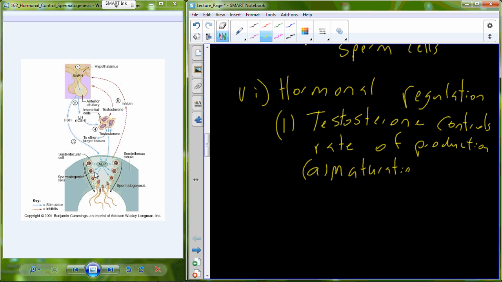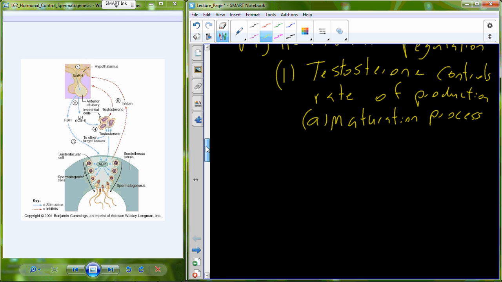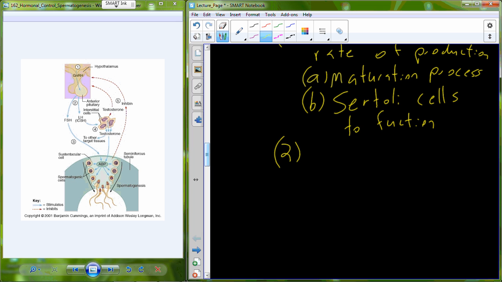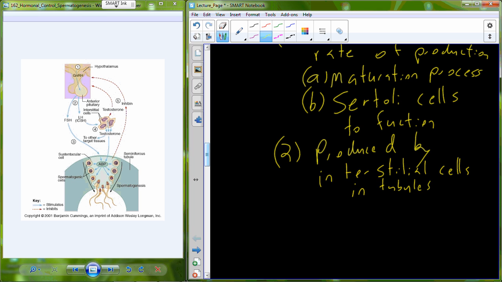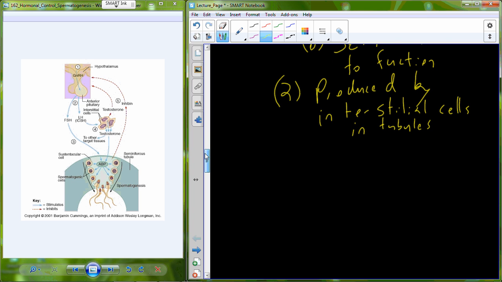maturation. The maturation process, from a perspective of how quickly this is going to occur. And it also is going to influence the Sertoli cells to cause the Sertoli cells to function in a way that is conducive to support the spermatogenic process. Okay, so maturation rate increases, Sertoli cell function increases to support that process of spermatogenesis. Again, that testosterone is stimulated by the anterior pituitary, especially by luteinizing hormone. Testosterone is produced by the interstitial cells that we find in the tubules. So produced by the interstitial cells in the tubules.